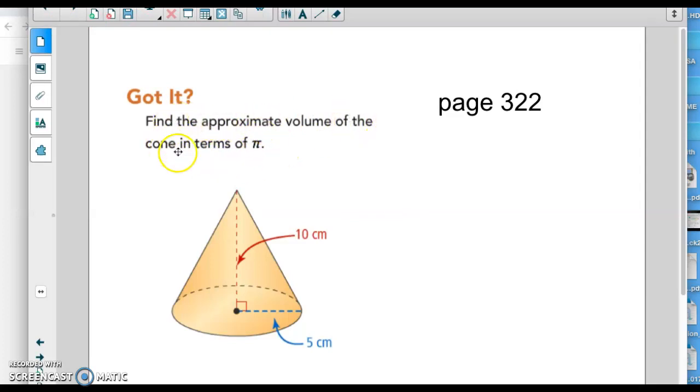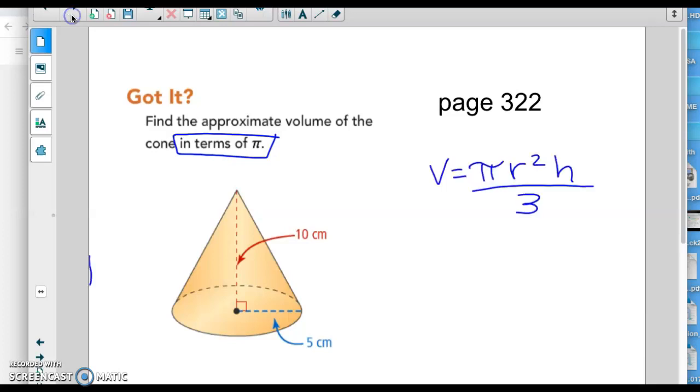So we're going to start off next page, find the approximate volume of the cone in terms of pi. So here comes this in terms of pi again. So you might want to box that up. This means something different. Now this is an exact volume of a cone, and that pi symbol is going to be in your answer.